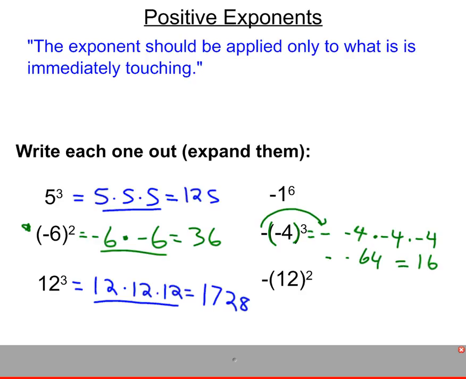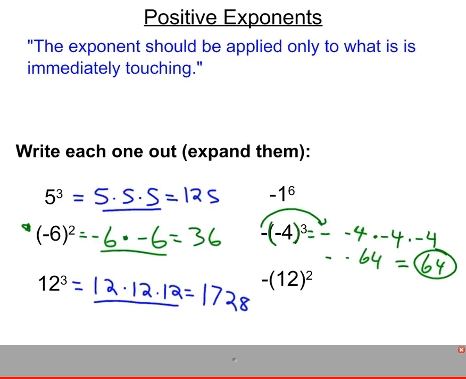Just positive 64. All right? And again, I'm showing you all these examples because there are so many tricky ones, and I don't want you to be tricked. I want you to be able to master these things and figure them out and say, I know how to do this. Let's look at the bottom right one now.